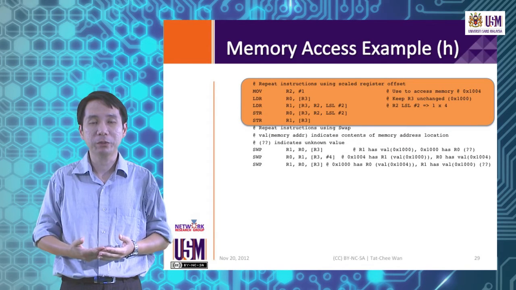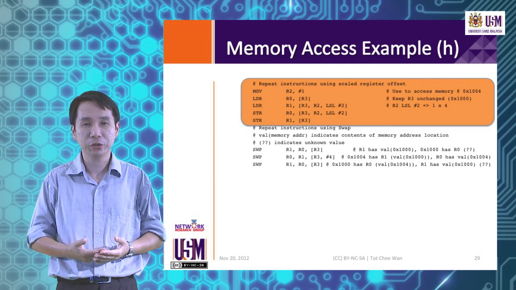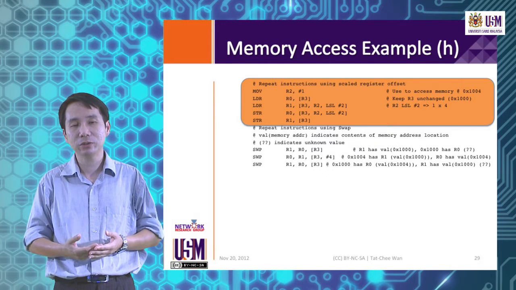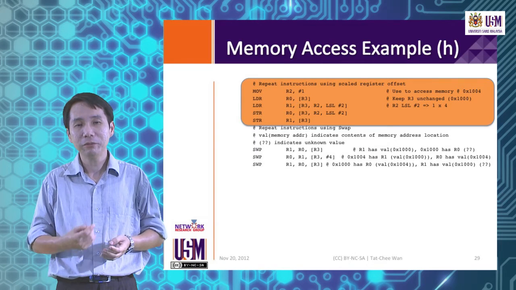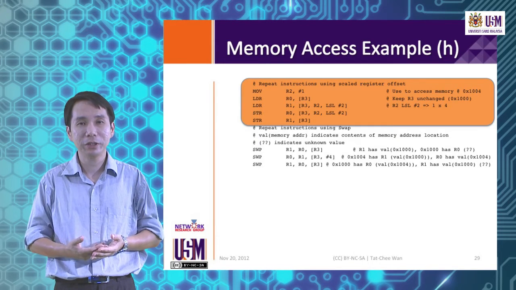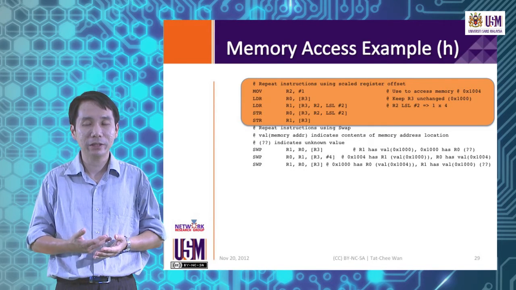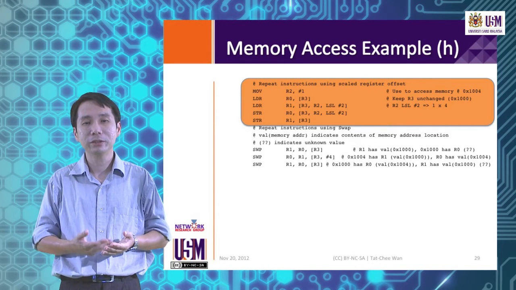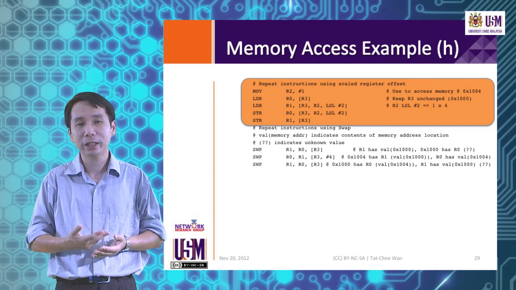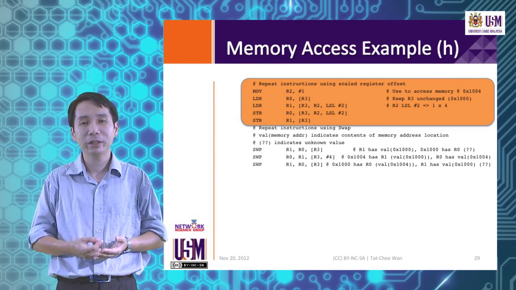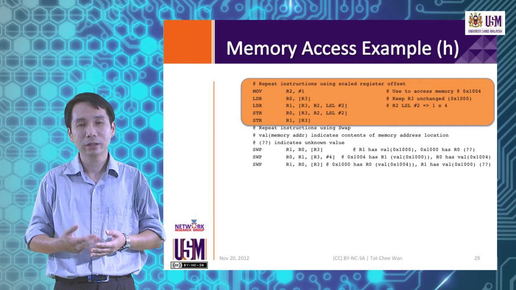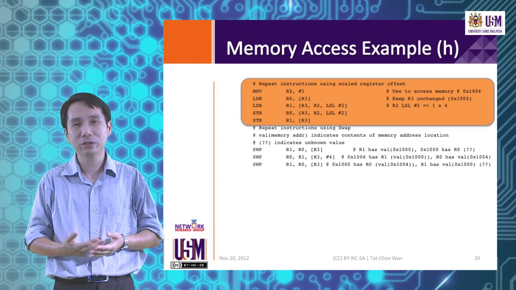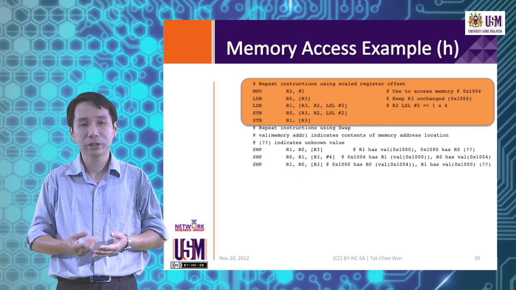Next, we will repeat the swap operation using a scaled register offset approach. First, we initialize register R2 with the constant value 1, which is the size of the scaling. Then we do LDR R0, [R3] again, which allows us to load the value from address location 1000 hex into R0. Next, we use LDR R1, [R3, R2, LSL #2] to load the memory contents of location 1004 hex into register R1.